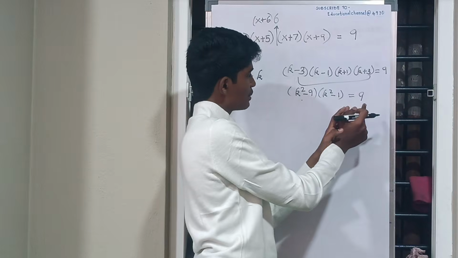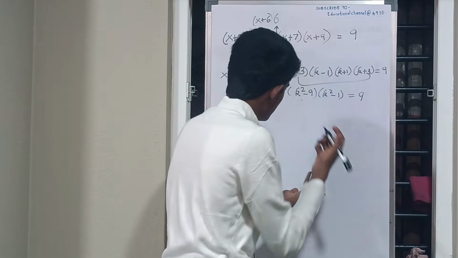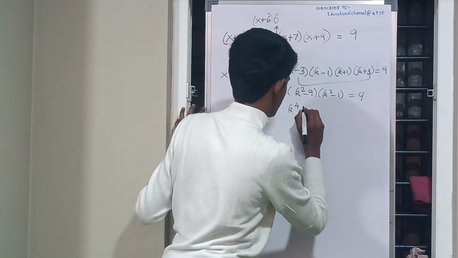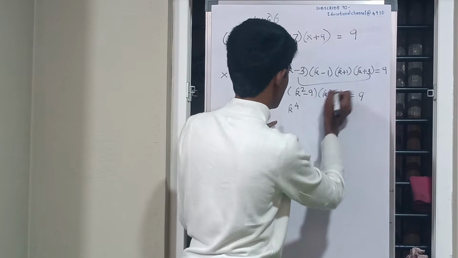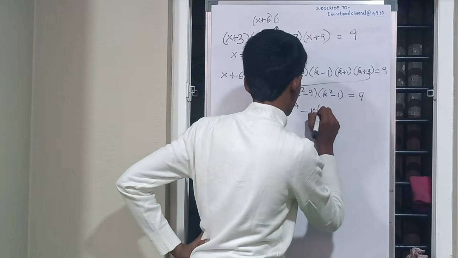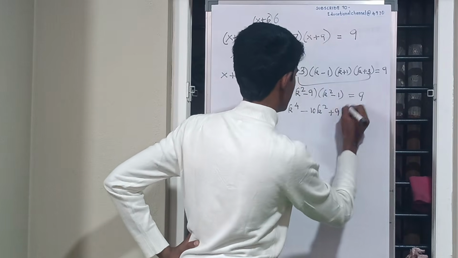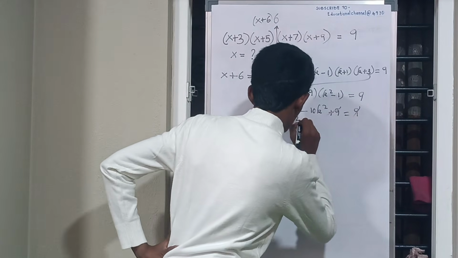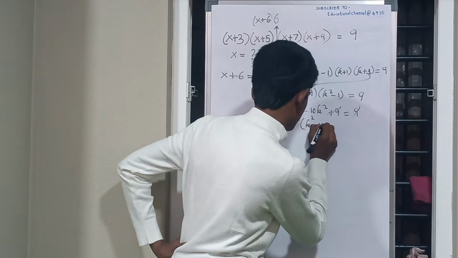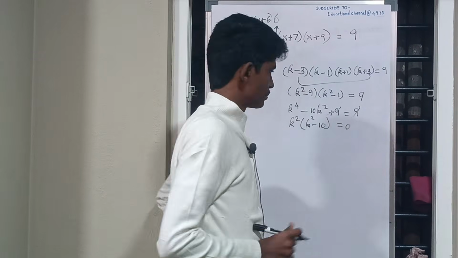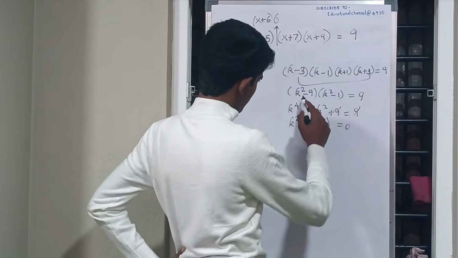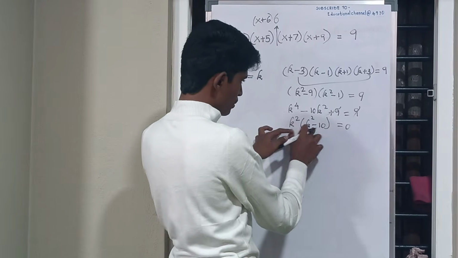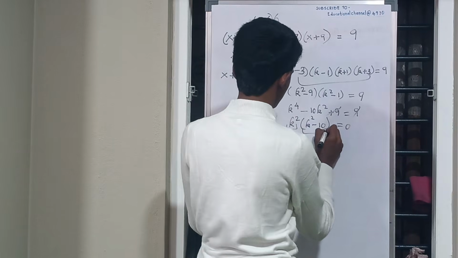Something minus 9 into something minus 1 is 9. Simple. Now you can directly multiply this. k power 4 minus k square minus 9k square, so minus 10k square plus 9 equals 9. Okay, take k square common, k square into (k square minus 10) equals 0. So you have two numbers. If you multiply them, you get 0. So either this is 0 or this is 0.